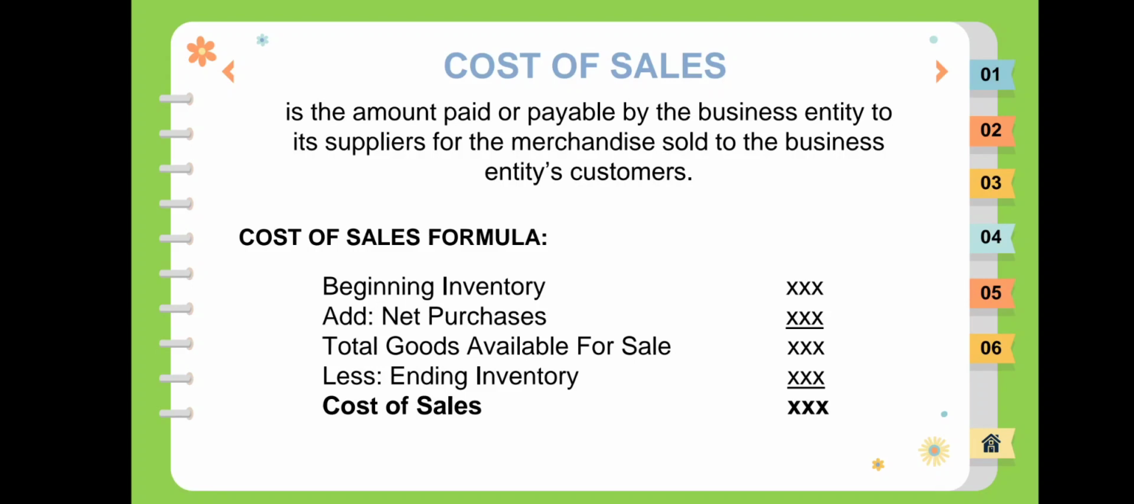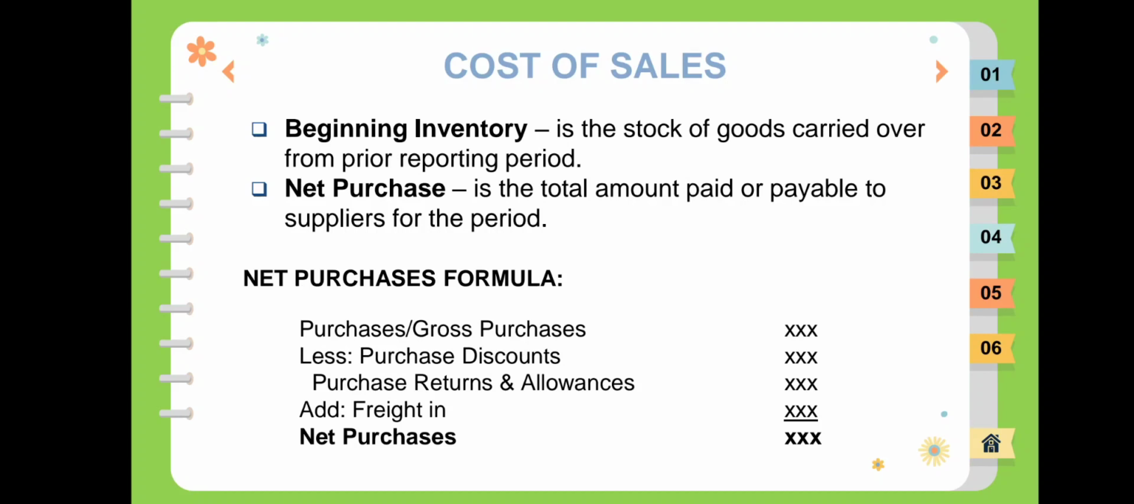Beginning inventory plus net purchases is equal to your total goods available for sale less ending inventory. Then you have your cost of sales. Beginning inventory is the stock of goods carried over from prior reporting period. This happened if the business is on its second year and so on.